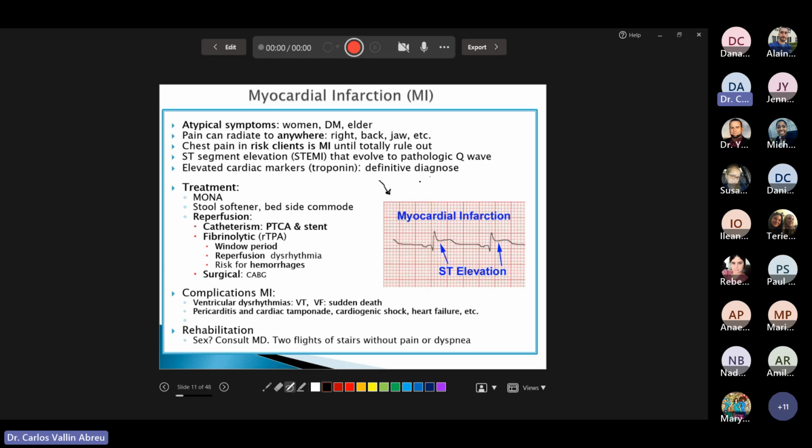The test that is the best is the troponin. But the problem with the troponin is that it takes time to elevate. If the myocardial infarction starts at time zero, then the elevation of the troponin can occur 2, 4, or even 6 hours after the beginning of the myocardial infarction. That's why you cannot wait for the elevation of the troponin. You do an EKG first to make the diagnosis, and meanwhile the patient is treated as if it were a myocardial infarction.